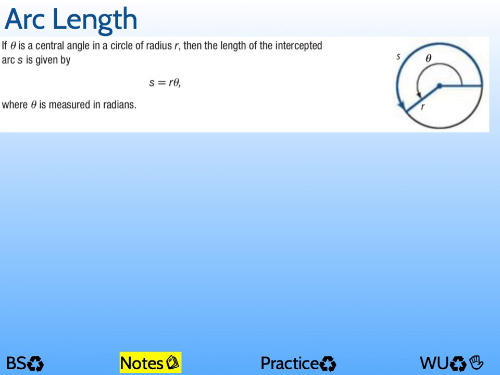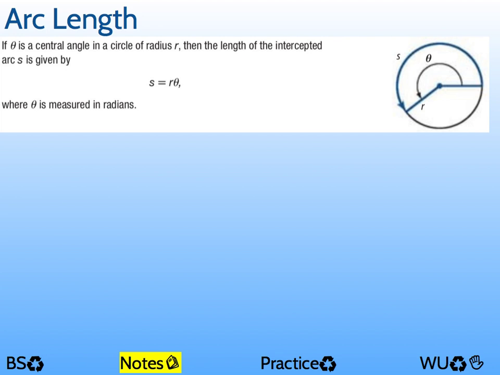Today we'll be looking at how to calculate arc length, which is the curved length around the edge of the circle. And the formula for arc length is S, the arc length, equals the radius of the circle times theta, the angle. The angle is measured in radians. This is very important. If they give you an angle in degrees, you first have to convert it to radians.